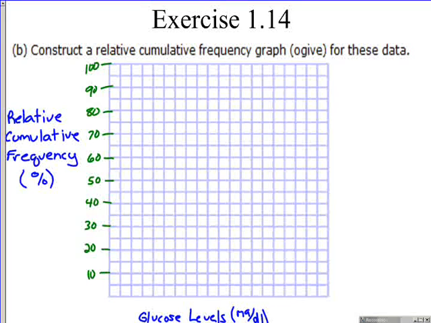Along the bottom, this is the key. We need our left point of the previous class interval. So we're going to start here at 50, 100, 150, 200, 250, 300, 350, and 400.